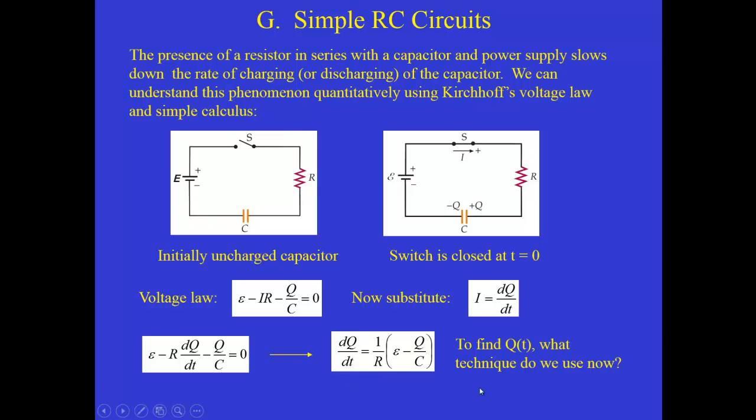What technique do we use? Well, we've done this before. And the technique is called separation of variables. We have two variables, Q and T, so we want to get all of the terms with Q on one side of the equation and all the terms with T on the other side.